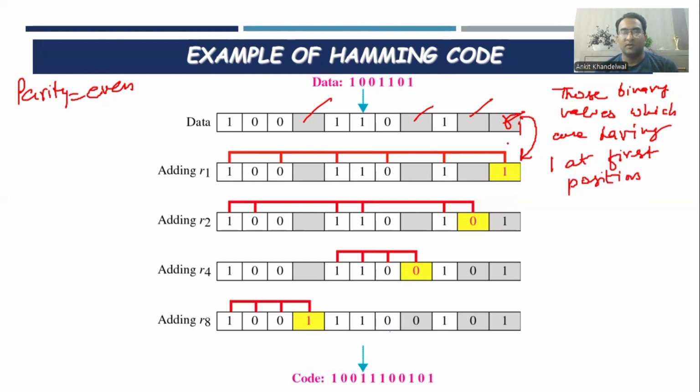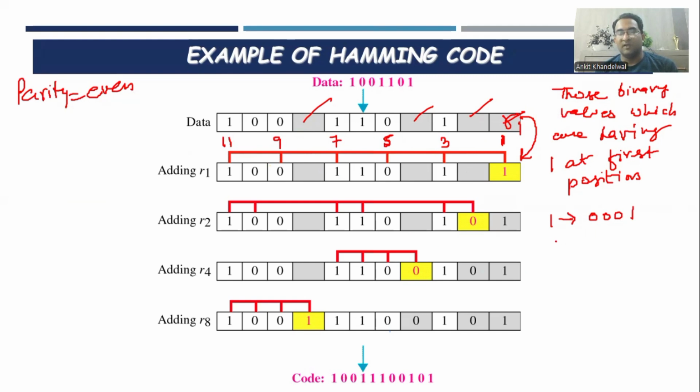Let us look. This is binary value 1. This is 3. So 1, 3, 5, 7, 9, and 11. So we are seeing 1 in 4 bits: 0, 0, 0, 1. Why are we taking 4 binary bits? Because the total message length is 11.